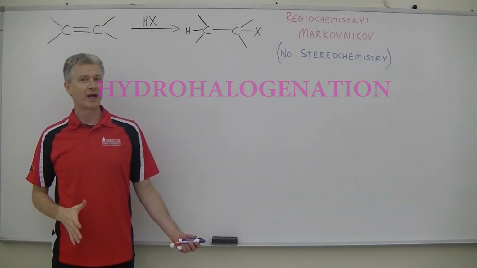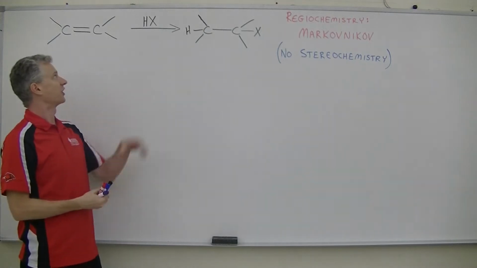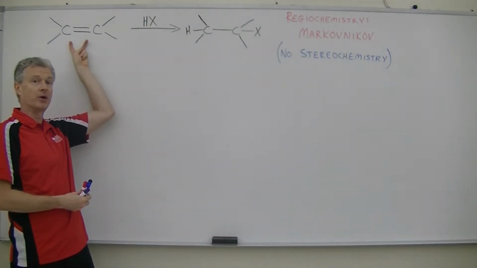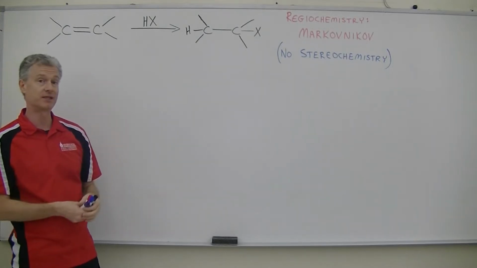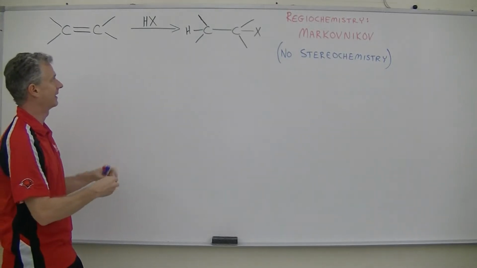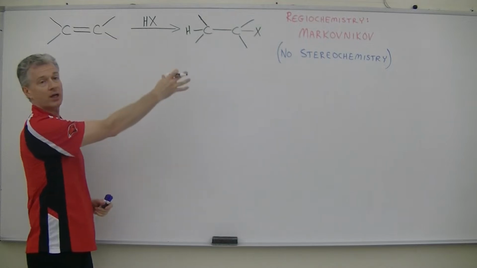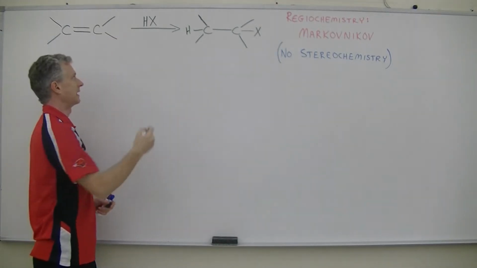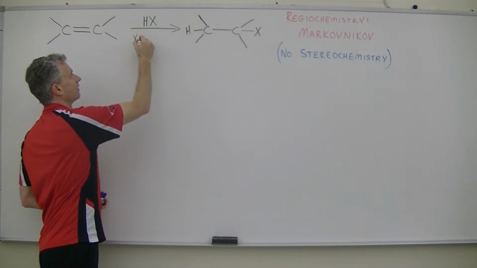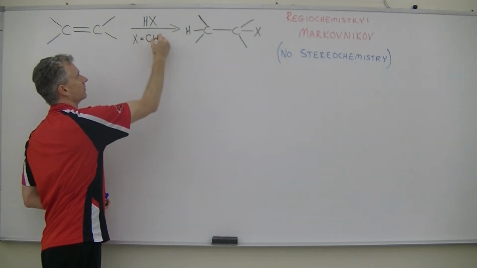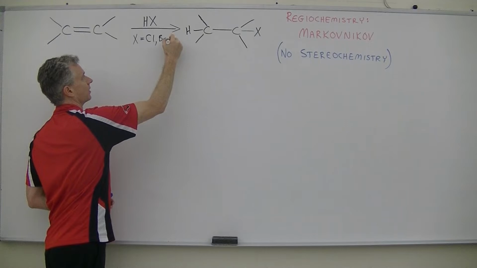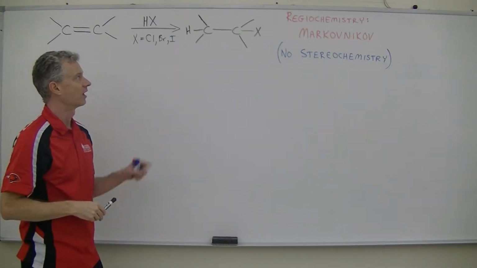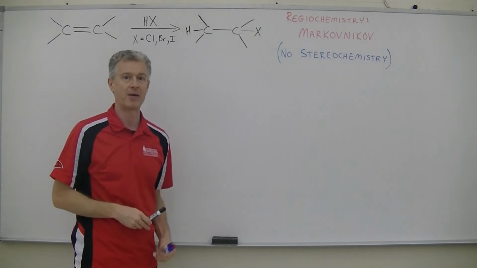Hydrohalogenation is the addition of a hydrogen and a halogen across the double bond of an alkene. It's an addition reaction since we're adding elements to a molecule that weren't there before and we're not removing any elements. In this case, we can use HCl, HBr, or HI. Any of those three halo acids will make this reaction happen.